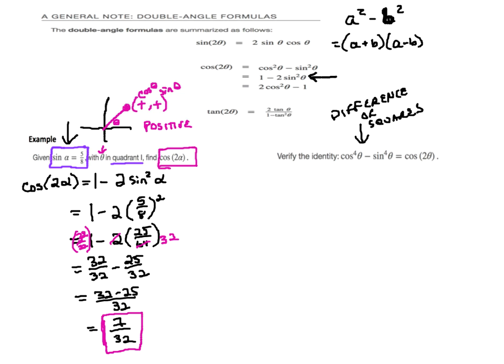So I just want to show that this thing is actually equal to the cosine of 2 theta. So the first thing I'm going to do is factor that. So this is cosine squared theta plus sine squared theta times cosine squared theta minus sine squared theta.